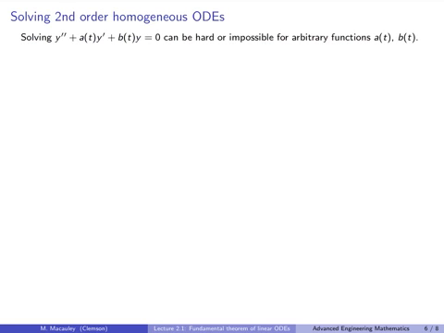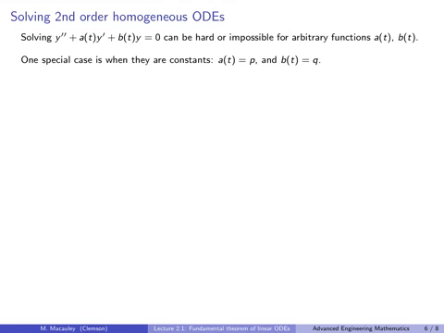Let's conclude this lecture with a more difficult case, how to solve second-order homogeneous ODEs. Now, the general case, when a of t and b of t are arbitrary functions, solving an equation like this can be harder and impossible. So sometimes we can use a power series method, or sometimes we can guess and check.